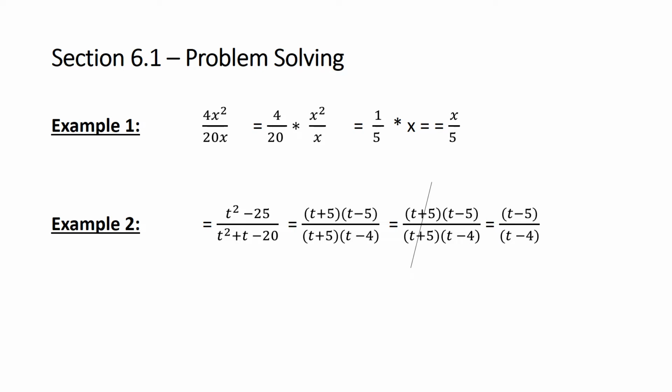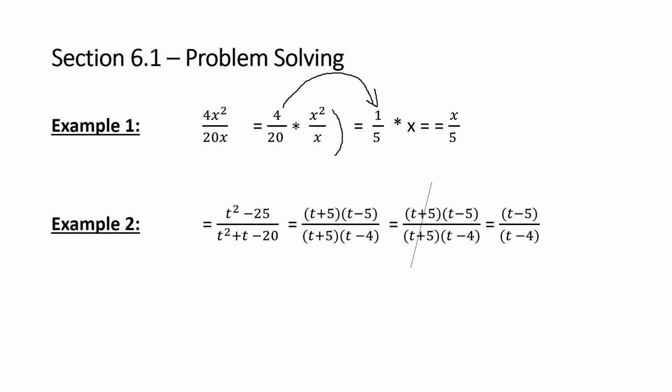Those are some problems here. Simplify 4x squared over 20x. 4 over 20 is the same as 1 over 5. X squared over x is the same as simply x. So it's 1/5 times x, or x over 5.